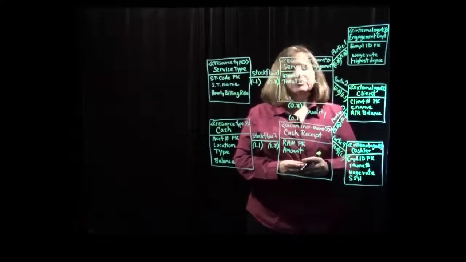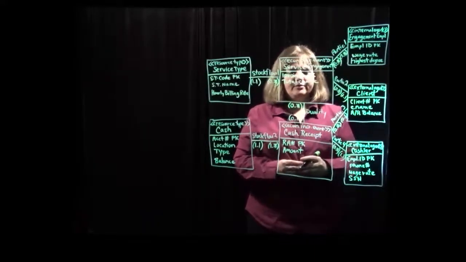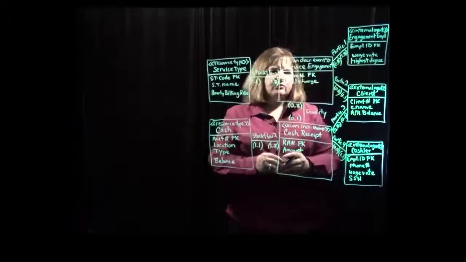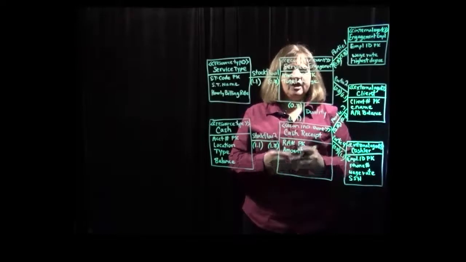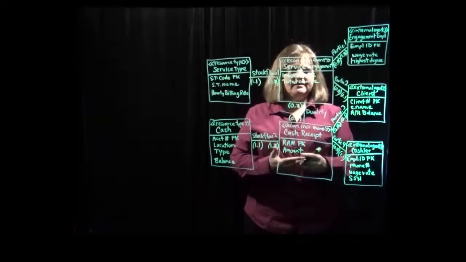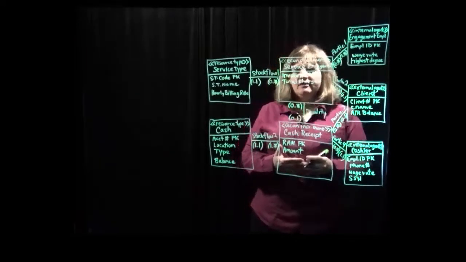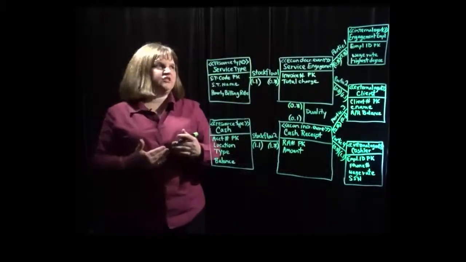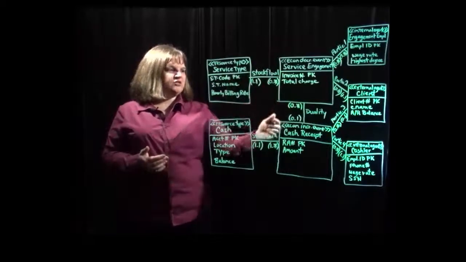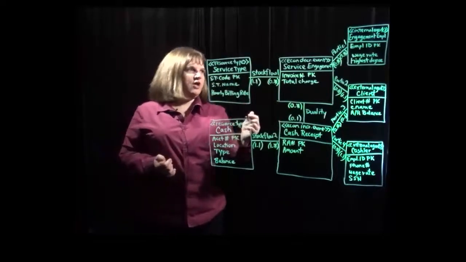Okay, so that's all of our multiplicities for this problem. What we do next is turn this diagram into a set of relational database tables using the multiplicities on these associations. The first thing we want to do in creating the relational tables is to create a table for each class. So we're going to take each class in this model and turn it into a table.